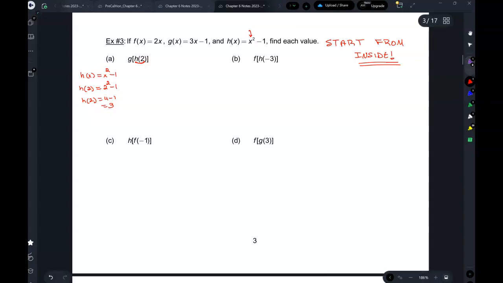Now I go back here. I have g of h of 2. What did I just say h of 2 was? 3. Okay, so g of 3 means now I'm going to use g of x. So I take the 3 and I put it inside the x for that. So it'll be 3 times 3 minus 1, 8. So 9 minus 1, which is 8.